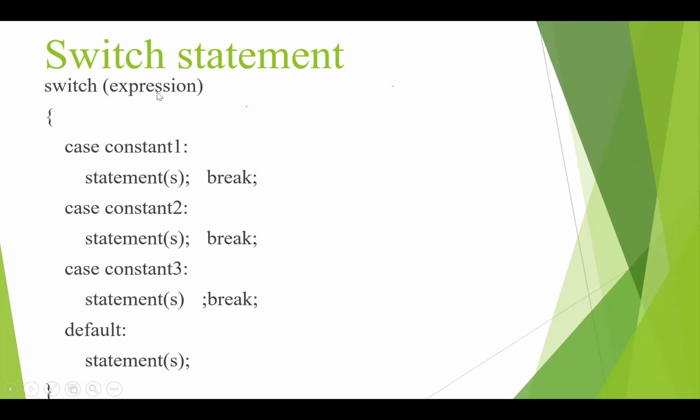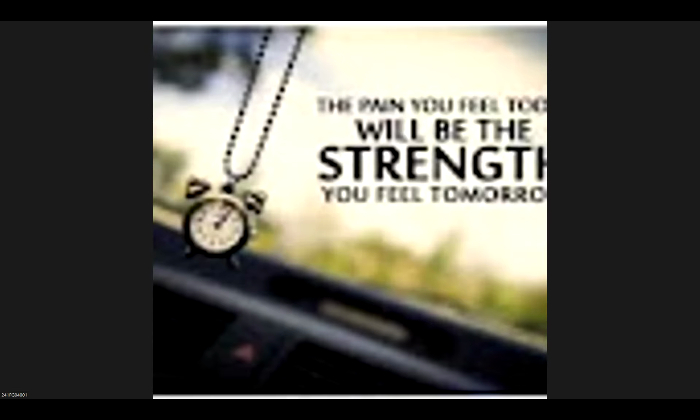Suppose the expression does not belong to constant one, coming to the next constant, then those statements ought to be executed, like that. Suppose the expression does not belong to any constant, then coming to the default block, these statements ought to be executed. That means out of all the groups, only one group needs to be executed based on the given expression. Okay, this is the syntax of the switch statement. So these belong to control statements.